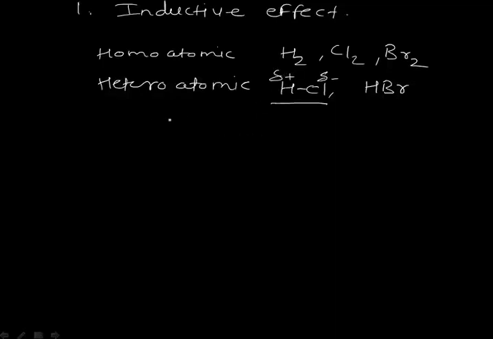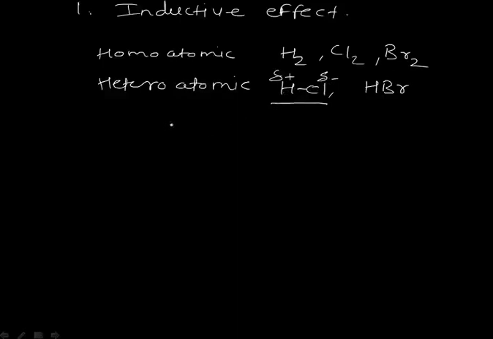Basically, Cl is going to pull the electron pair which is there between the hydrogen and Cl bond. That HCl bond electron pair is shifted towards the Cl atom, and therefore Cl is going to acquire partial negative charge and hydrogen is going to acquire partial positive charge.